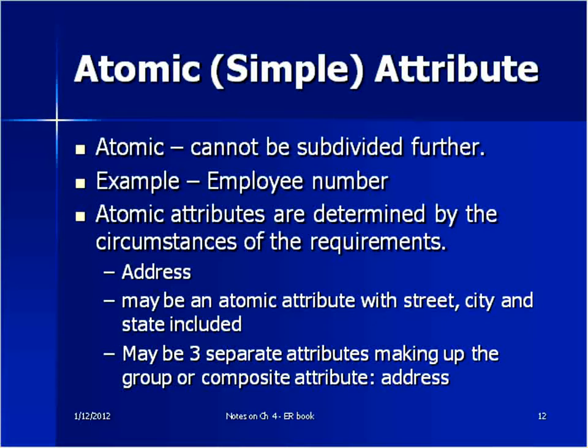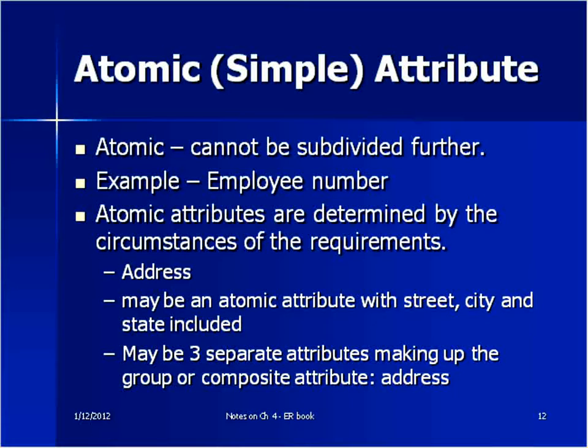Okay, so what is an atomic attribute? An atomic attribute is an attribute that cannot be subdivided or broken up any further. For example, if we have something like an employee number or a student number, how would you break up a student number? You couldn't. So that would be an atomic attribute. Versus if we had an attribute like address, you can break up address into street, city, state, and zip. So an address would not be considered an atomic attribute generally.